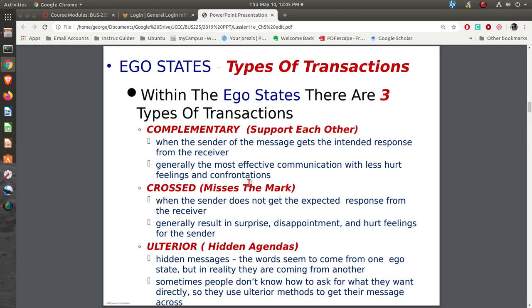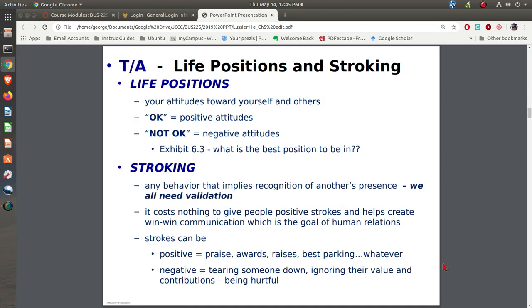In these various ego states, there are three types of transactions. You have complementary, where one comes across as expected from the other. You have crossed, where you have something where one was expecting an adult and they get a child or something like that. And then you have ulterior. In other words, the hidden agendas that go along with some of the messages that people might have.